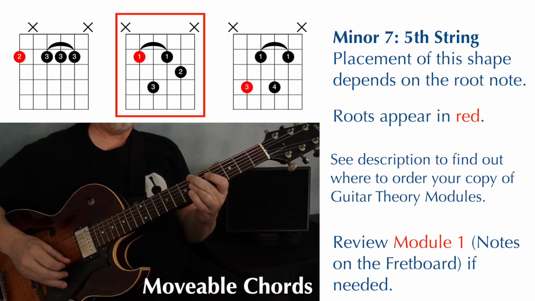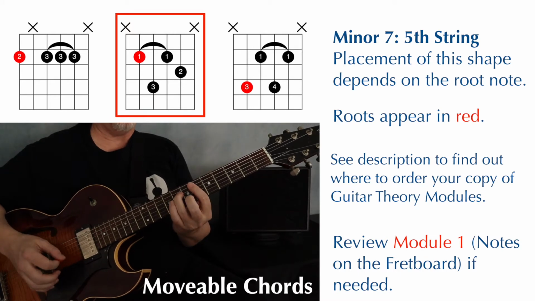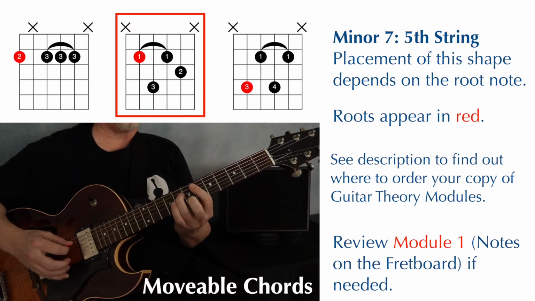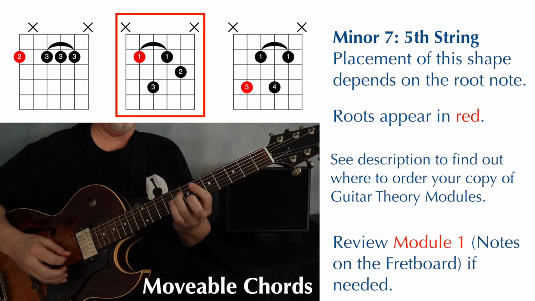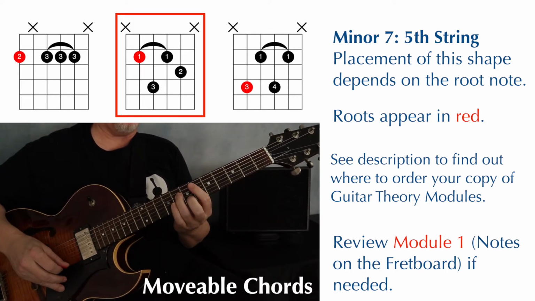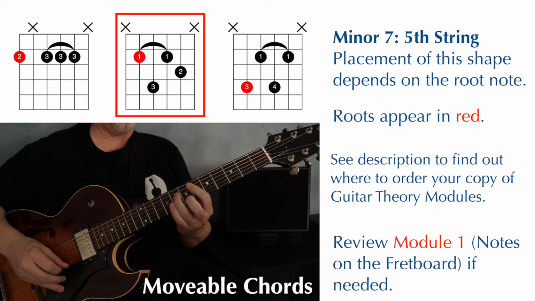Here's a minor 7 shape you can play with the root on the 5th string. Fingers 1, 3, 1, and 2. And that's an E flat minor 7 that I'm playing because of my placement of the root note.